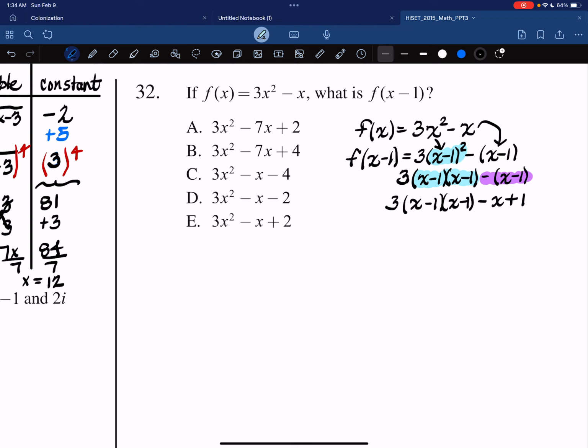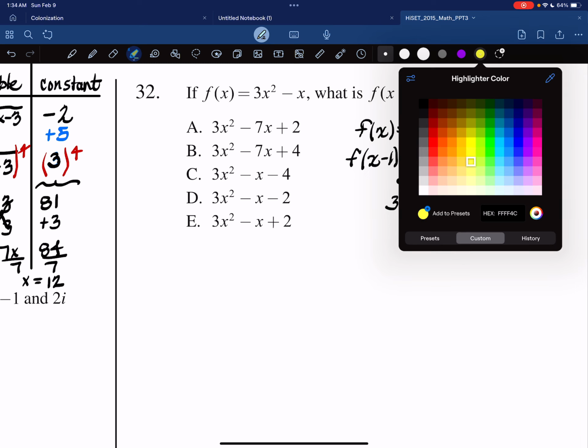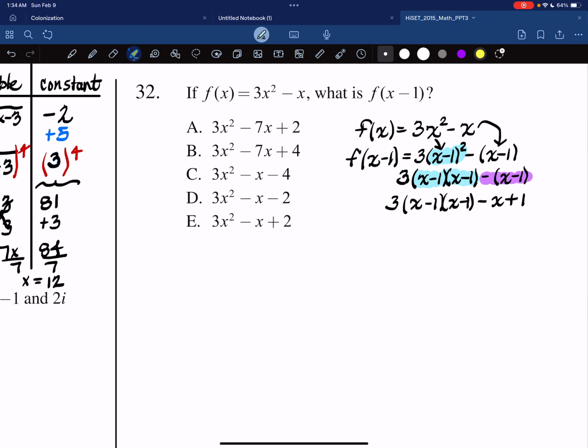Okay, clearly we have a situation with those two x minus 1 terms. I'm going to FOIL those terms. So let me highlight that for you and we'll do the foiling. So this multiplication I'm going to FOIL. So I'll bring the word over here.